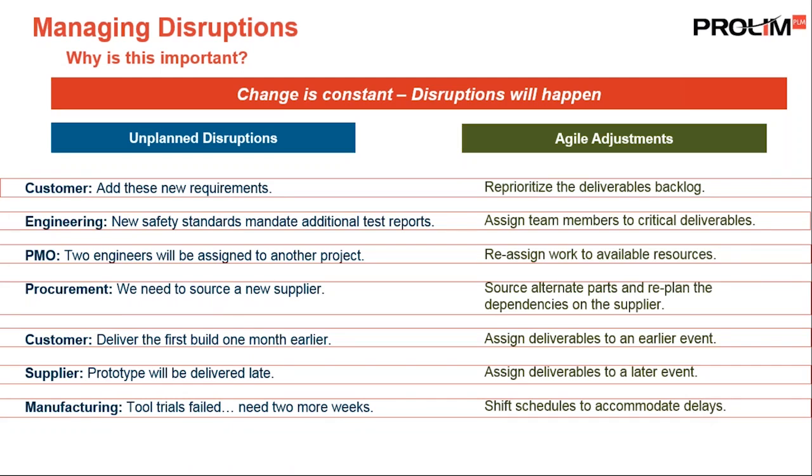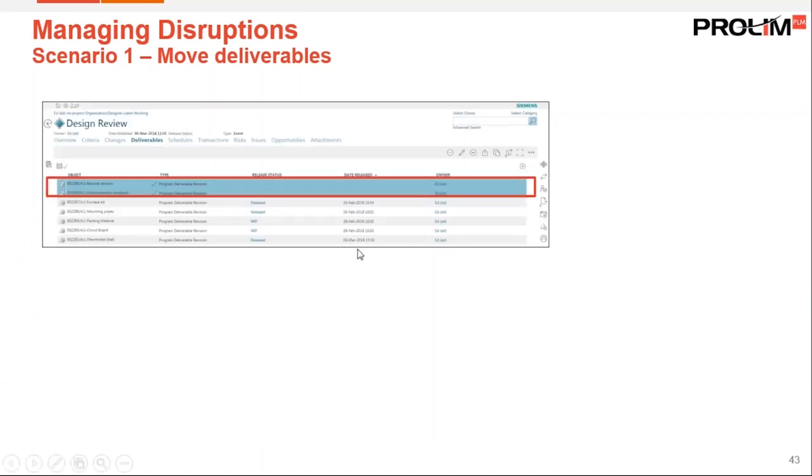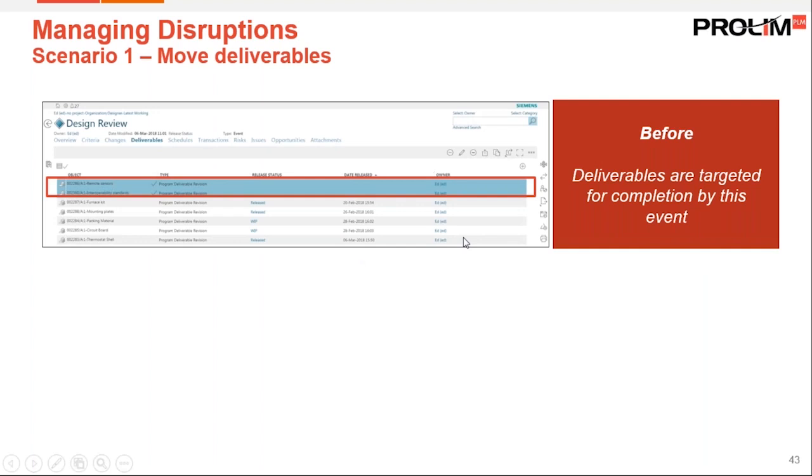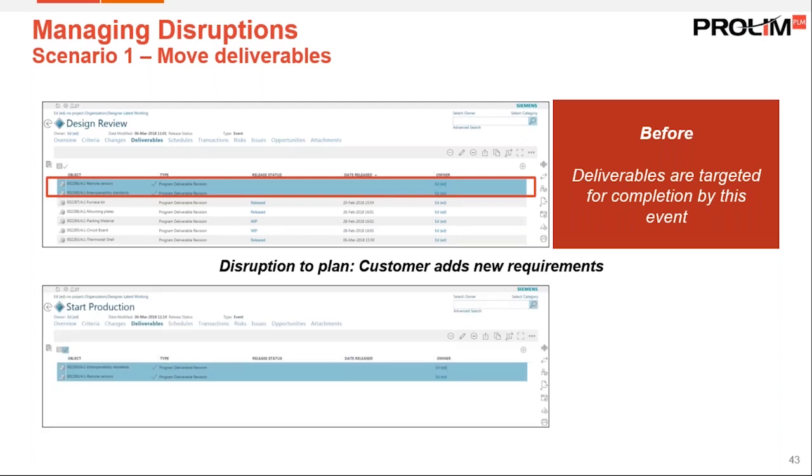Now we understand what needs to be done, but our program management interface should give us the flexibility and agility to accommodate the disruptions which are coming in. So we are seeing one or two examples here. Previously, these were the events used to complete those deliverables, but suddenly customers add some new requirements. Now we need to adjust our schedule as per this new disruption.